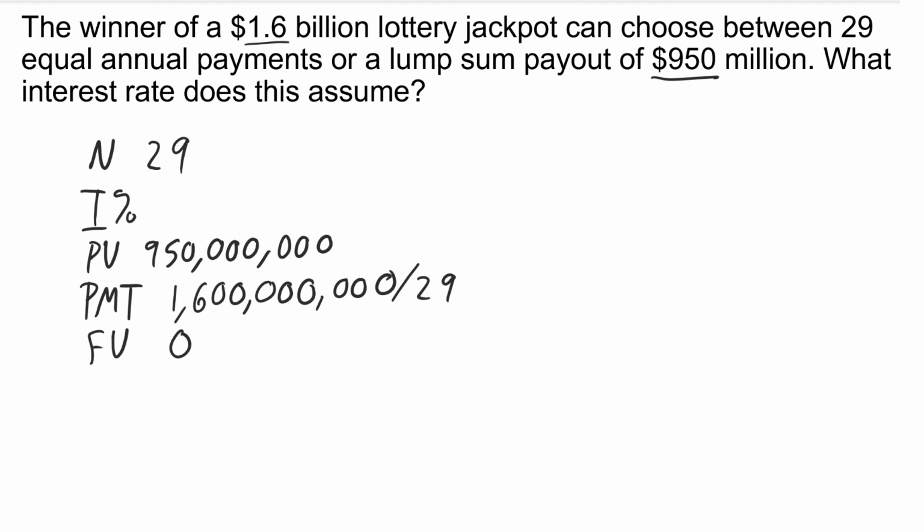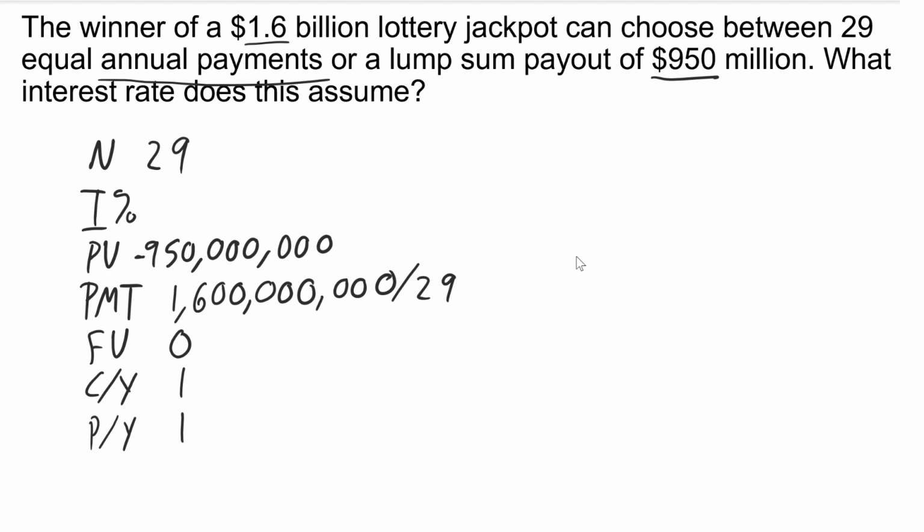Also, I forgot to mention this. Our present value should be negative because essentially you would have to invest $950 million. The people organizing the lottery would have to invest the $950 million to pay out those payments. So present value is negative. All right, so then number of compounds per year, that's going to be 1, and the number of payments per year, also 1, and that's because we're looking at annual payments.